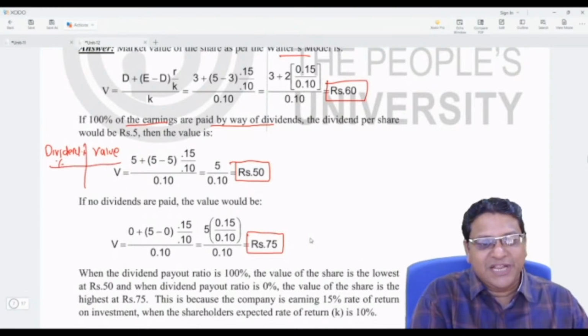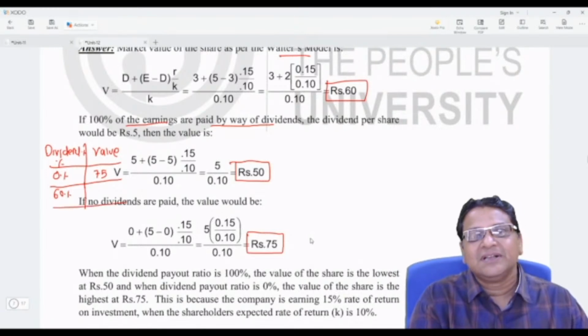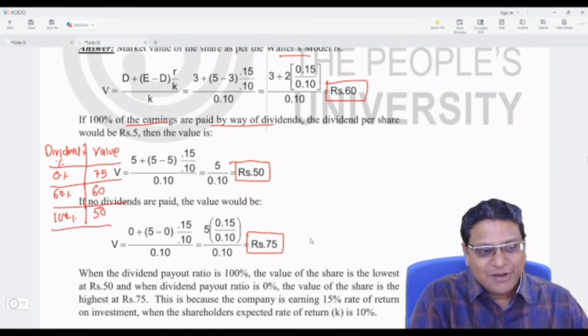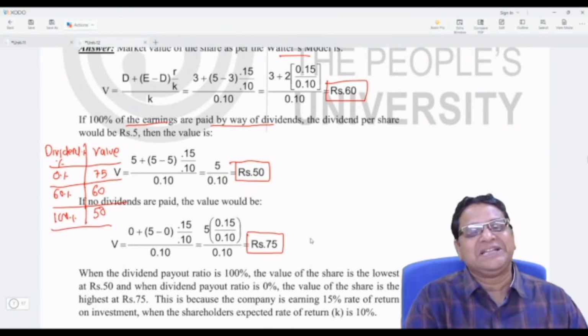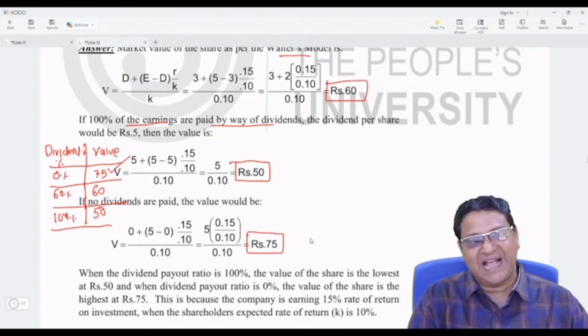If dividend percentage is 0%, the value is 75 per share. If dividend percentage is 60%, the value is 60, and if dividend percentage is 100%, then value is 50. That means its price comes down as you pay dividend. If you do not pay dividend, the market price of the share is highest.